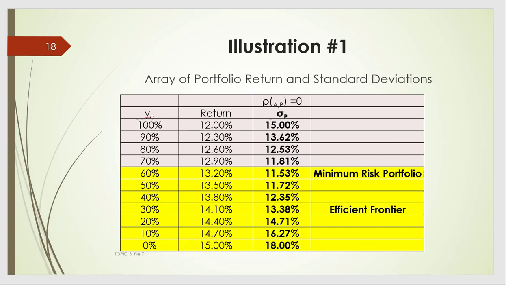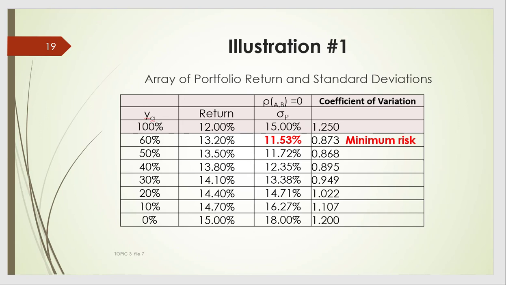So here I can see we defined 11.53 as the minimum risk portfolio. It's at 60%. If I go to 70%, my risk increases, my return goes down. Go to 50%, my risk increases, but my return increases. So the yellow is all the efficient frontier, including the minimum risk portfolio.